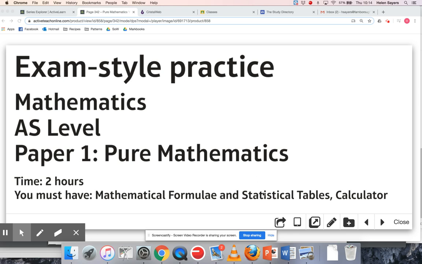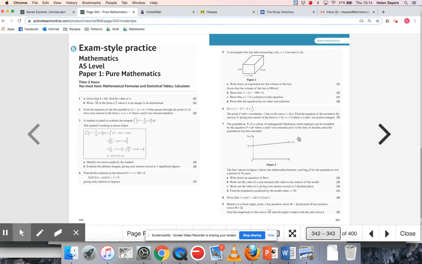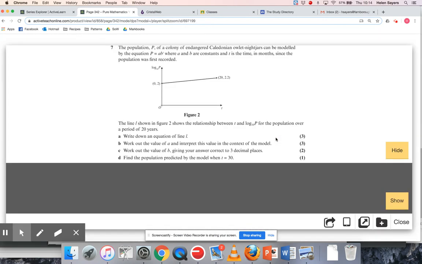Okay, we're looking at the practice paper from the first year textbook, and we are on question 7. We've got a straight line graph where they've plotted log to the base 10 of p against t. This is about a colony of endangered Caledonian owlet nightjars, and they think it can be modelled by this exponential equation.